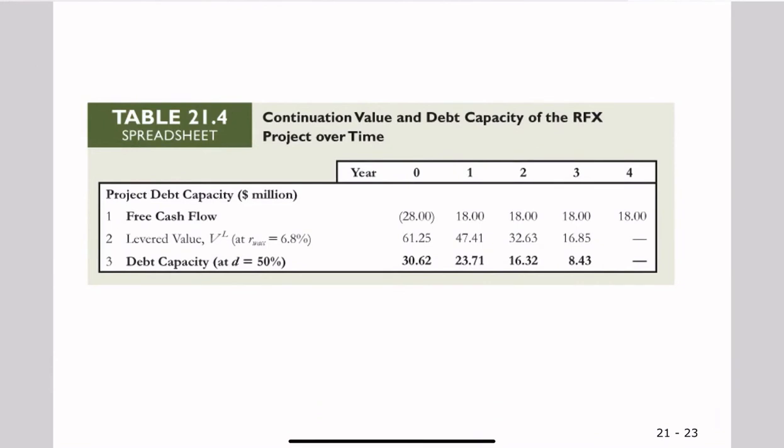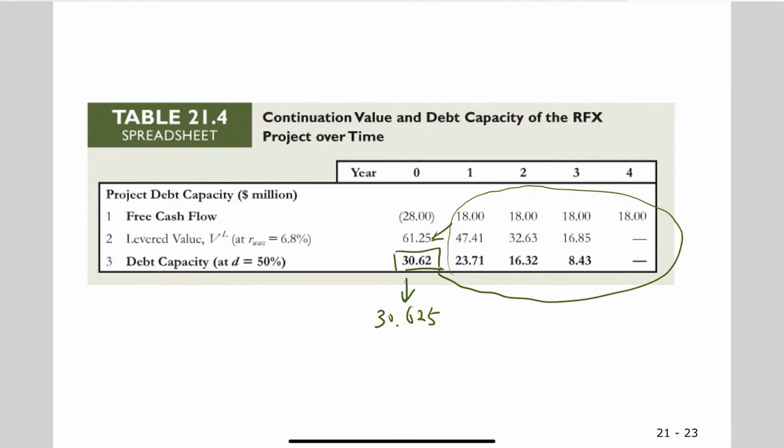As I said, we have found out the firm's debt capacity at year zero, right? We have calculated the firm's levered value is 61.25, and the firm wants to maintain a debt value ratio of 50%. So we find out this number is 30.625. And I said our further question was, how do we find out these additional numbers? What amount of debt the firm needs to use at year one to year four?